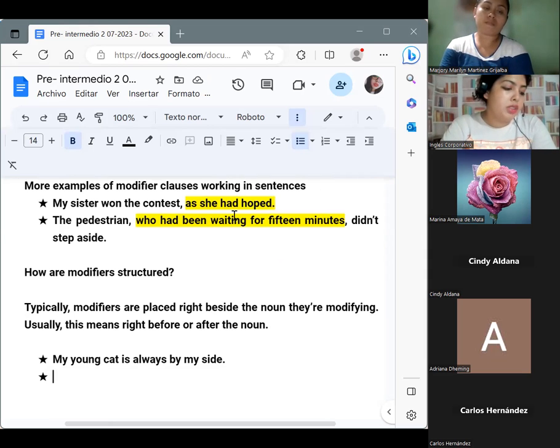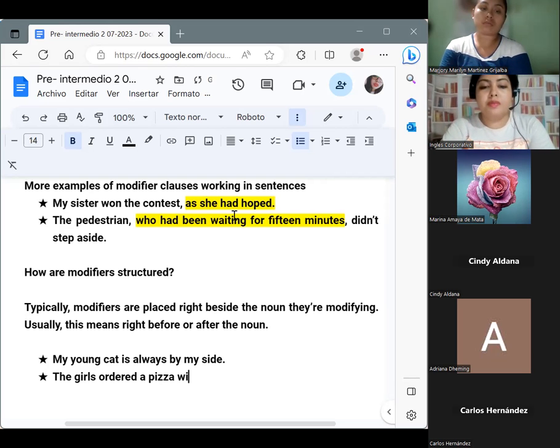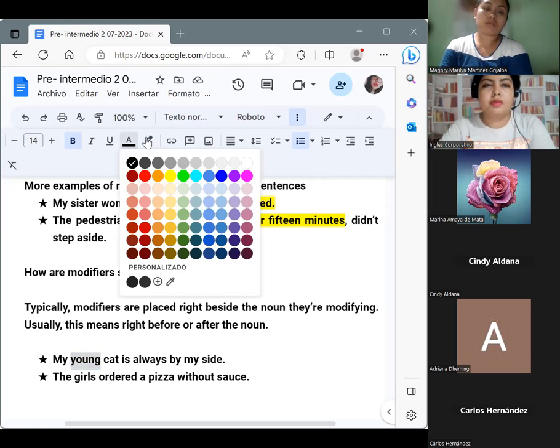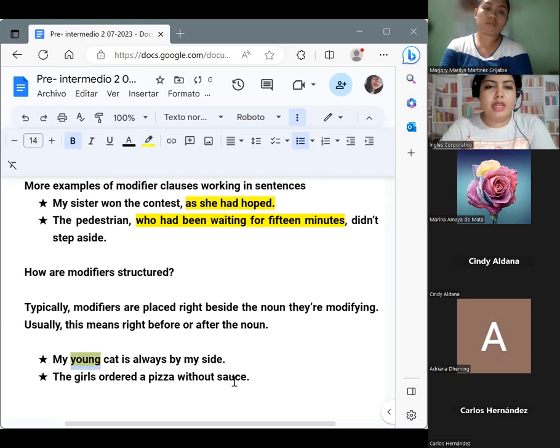The girls order a pizza without sauce. The girls order a pizza without sauce. So in this case, here we have the modifier. And here we have the modifier.